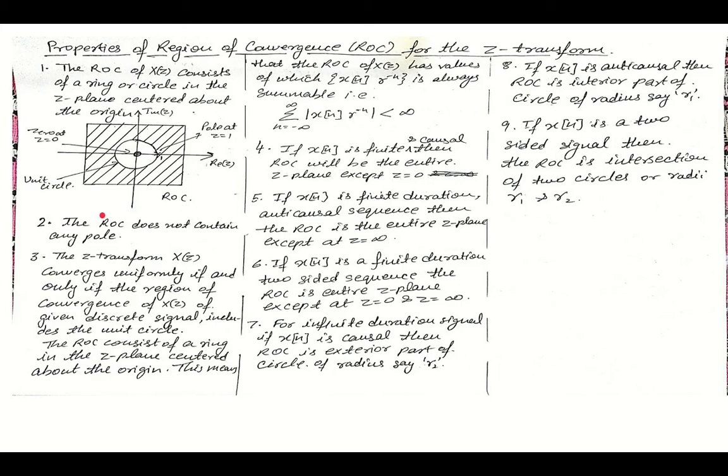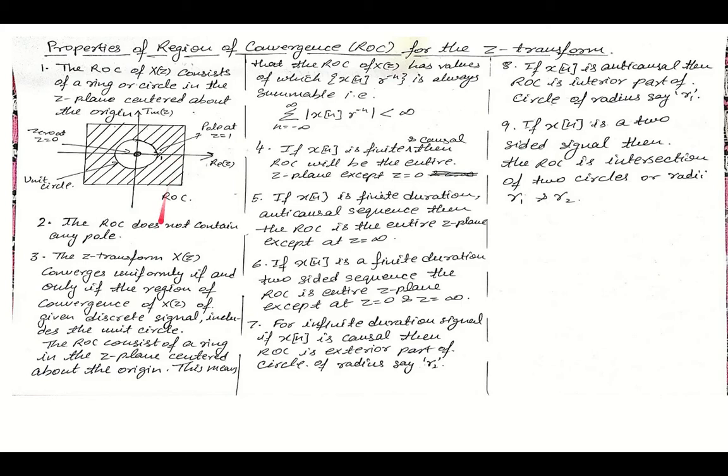Now this ROC, that is the shaded part, is called the ROC. This shaded part does not contain any pole. In this diagram as well, we have seen that this pole is not inside the ROC anywhere. It is over here from where the ROC is starting, so it is nowhere in between.